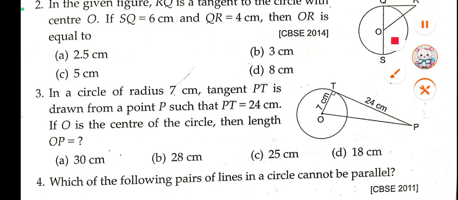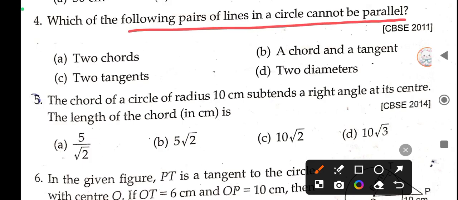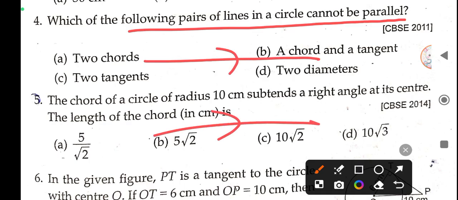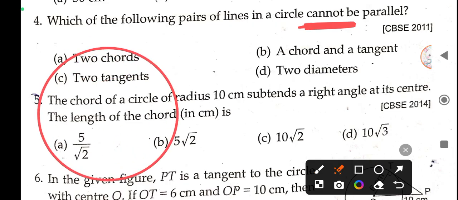Let's proceed further. This is the next question, which says: which of the following pairs of lines in a circle cannot be parallel? Parallel lines are those lines which don't intersect when they are produced infinitely. Keep it in mind that it cannot be parallel. So two chords: if we draw a circle and take chords, which touch the circle at any 2 points, this is the first chord and this is the second chord. Then can it be parallel? Yes, it can be parallel.